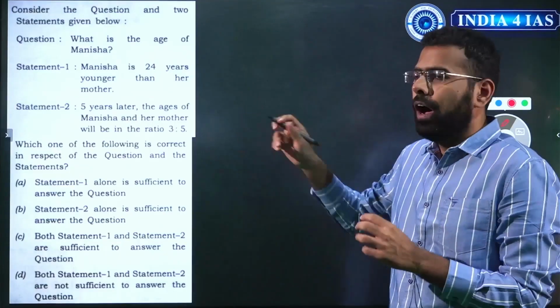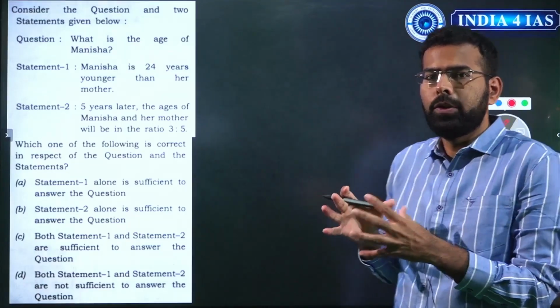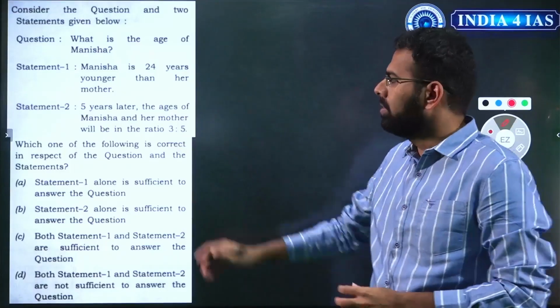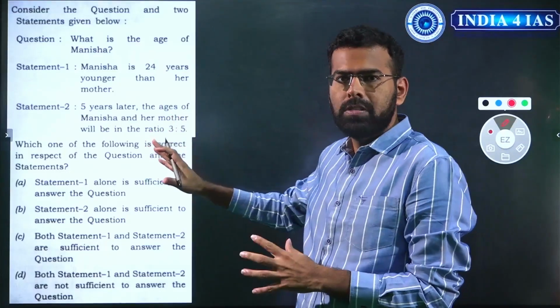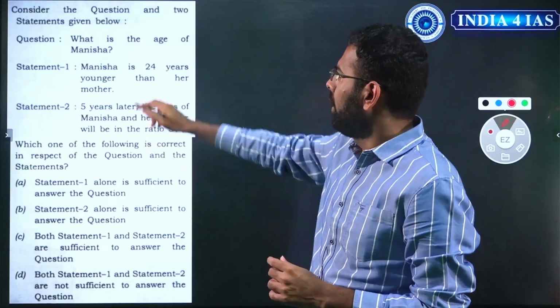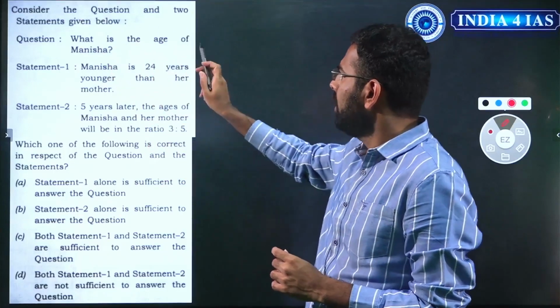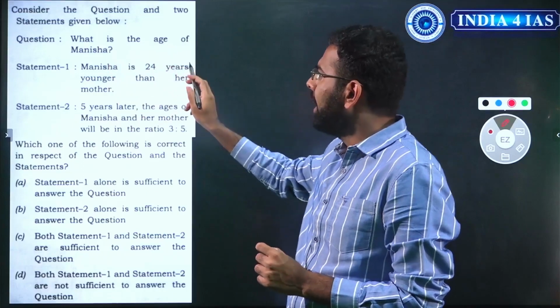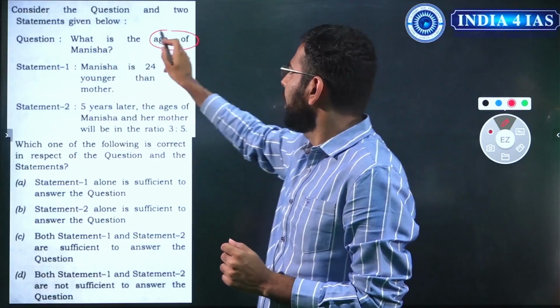Now we'll see how to utilize the skills that we discussed in an actual question. This is a question from the 2022 CSE CSAT paper. Consider the question and two statements given below. Question: what is the age of Manisha? They're asking for the age of Manisha.